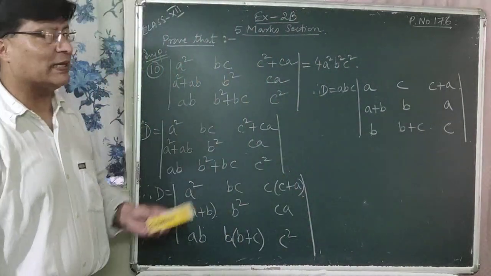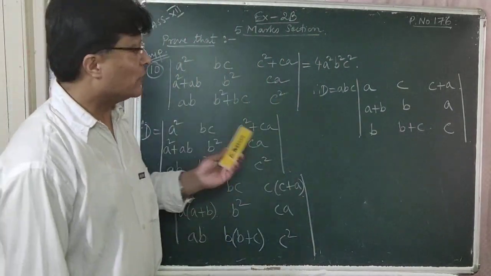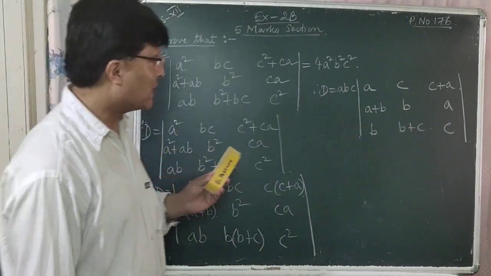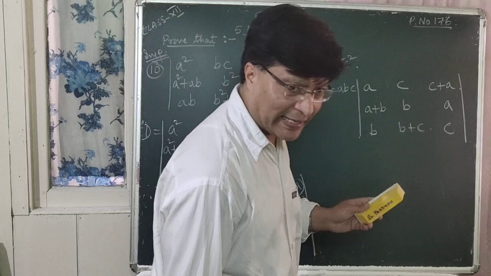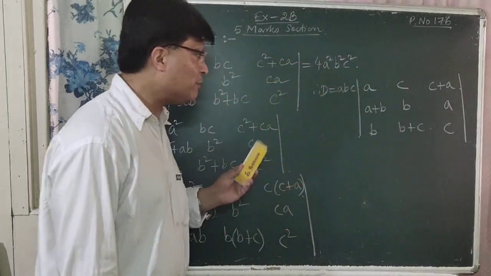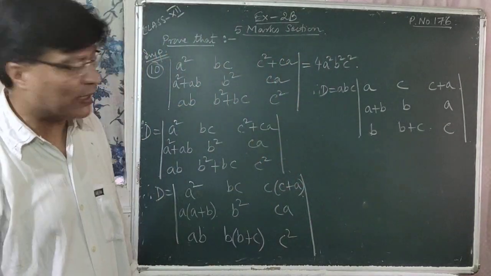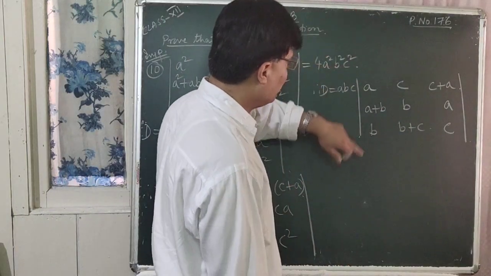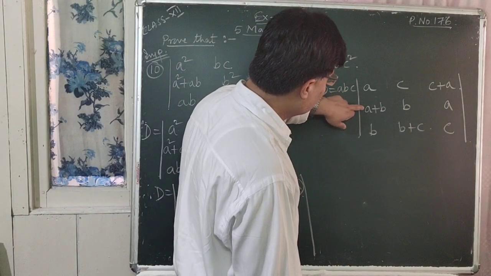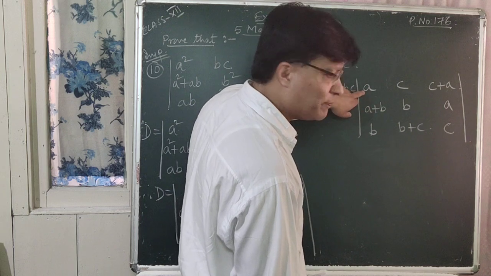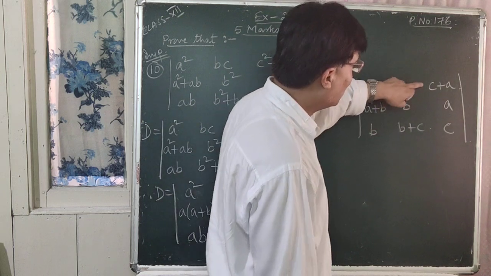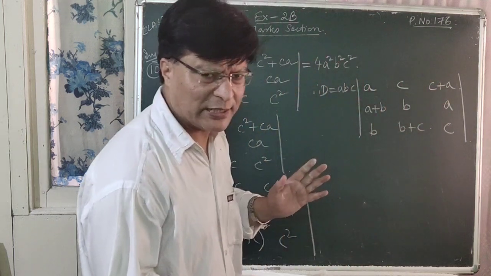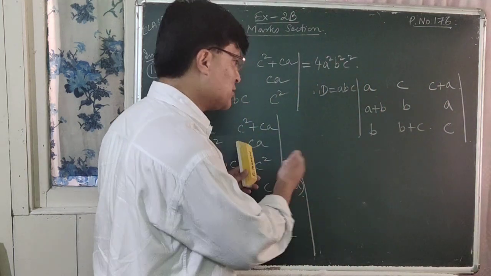So we have taken ABC as common. So in the first row we have AC, C plus A. In the second row we have A plus B, B and A, and in the third row we have B, B plus C and C. Okay, so let us use the property again. So if you do A minus B, this will be minus B, this is C minus B, and this will be C plus A minus A will be C. This will be quite easier, I think.